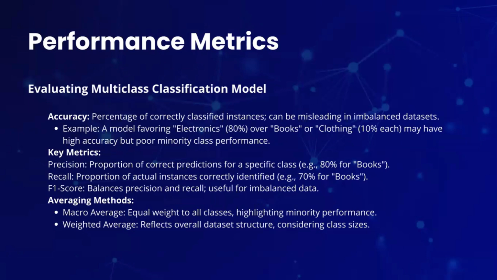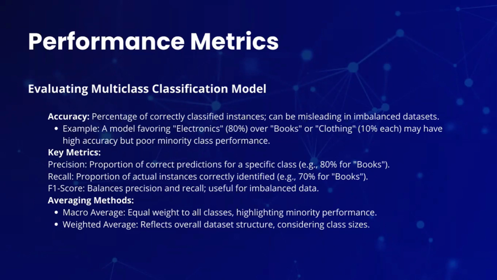These metrics can be averaged in two ways. The macro average gives equal weight to all classes, regardless of their size, highlighting minority class performance. On the other hand, the weighted average accounts for the size of each class, reflecting the dataset's overall structure more accurately. To visualize performance, we use the confusion matrix.